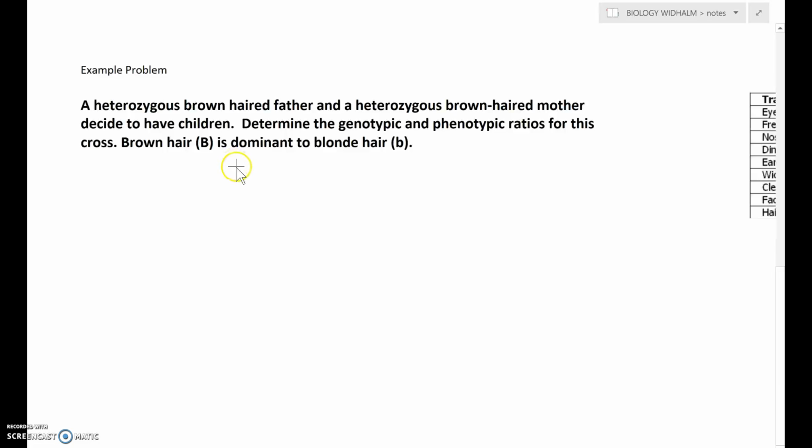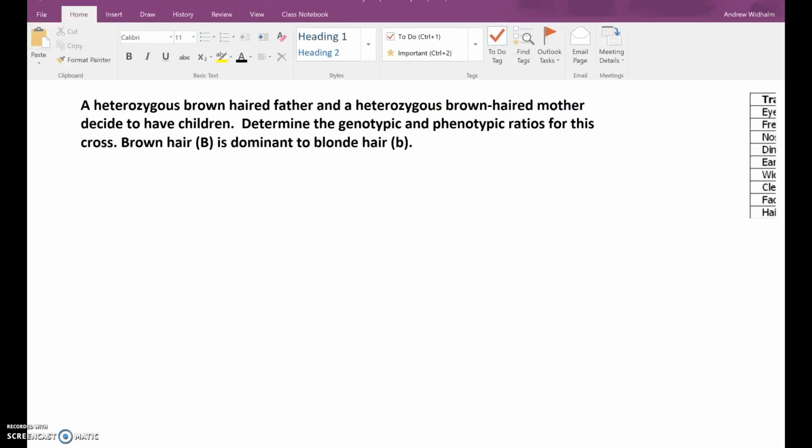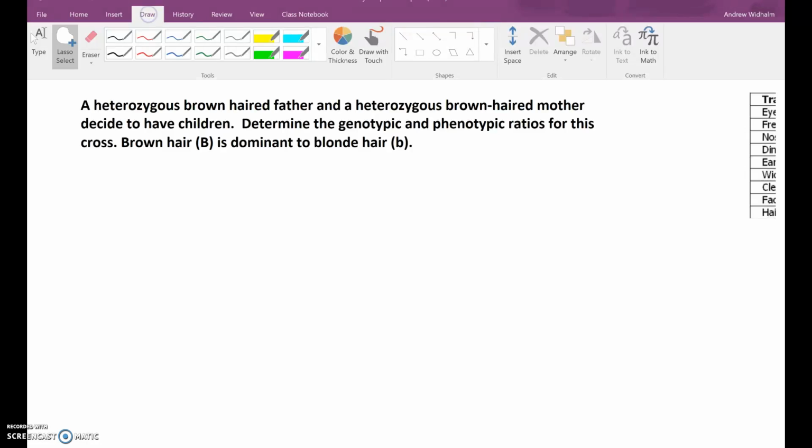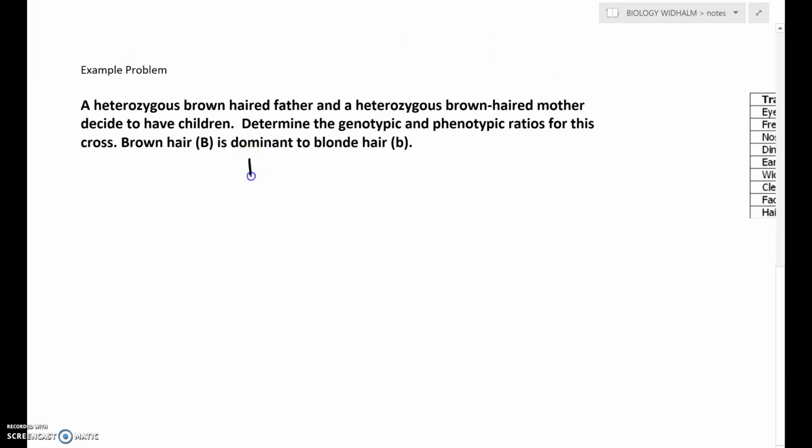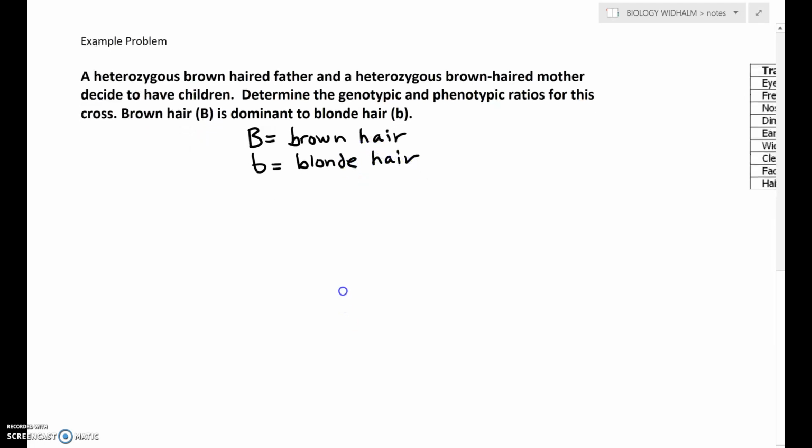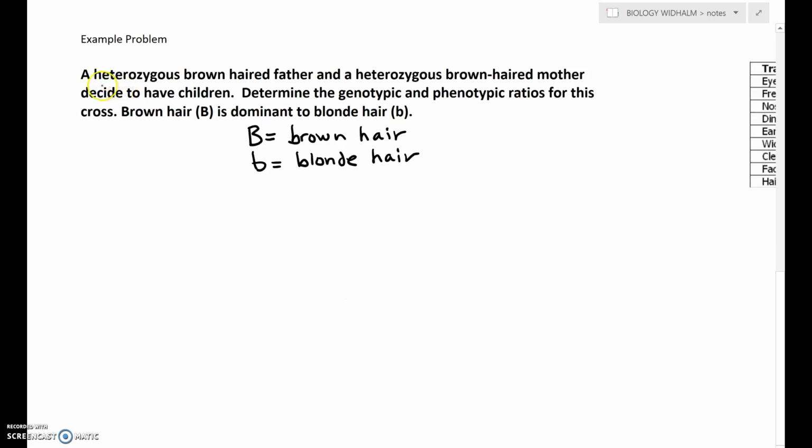what the alleles represent. So we have the capital B representing brown hair. So you write that out. We have the lowercase b, which represents blonde hair. So those are our alleles. And when we're heterozygous, that means you have one of each type of allele.